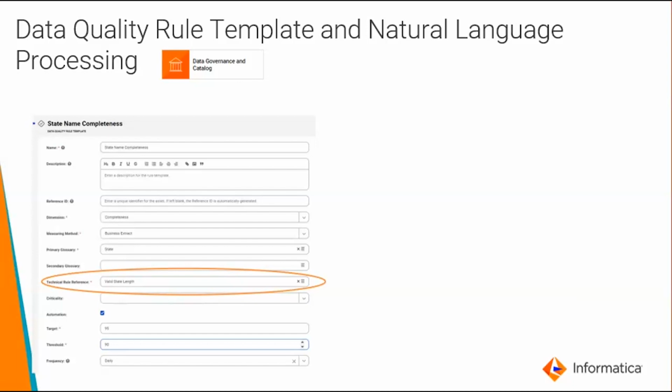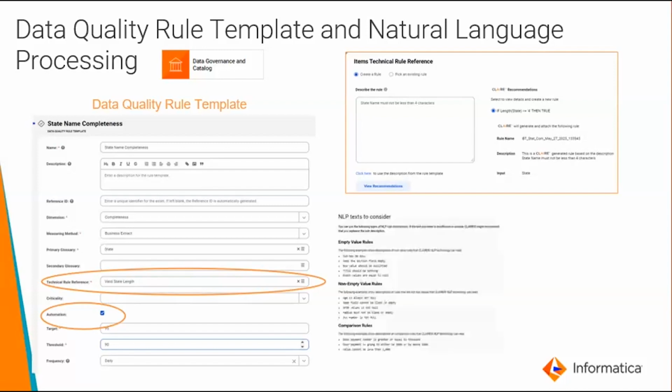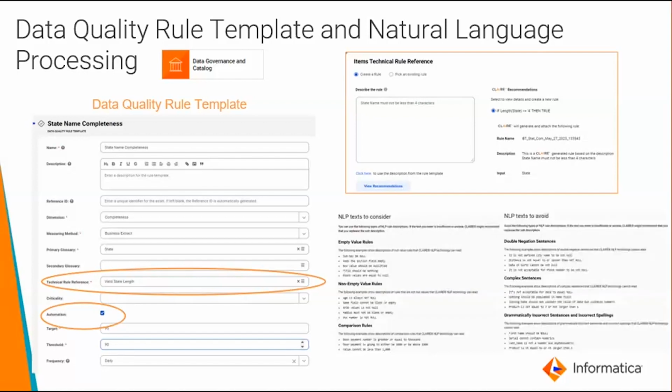Now, what if you don't have a rule in place yet? This is where the natural language processing capabilities come in. What you could do is type in the rule, such as in this example, the length of the field can't be less than 4, and it's converted into a rule specification once it's saved. There are NLP, or again, natural language processing rules available in the documentation that you can follow to create the necessary text for your rule.